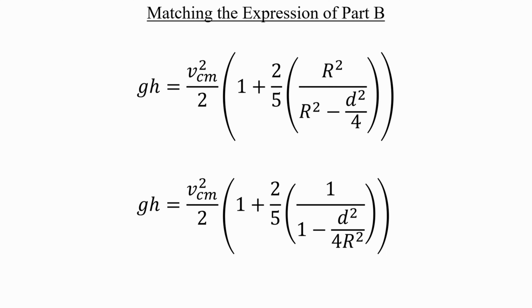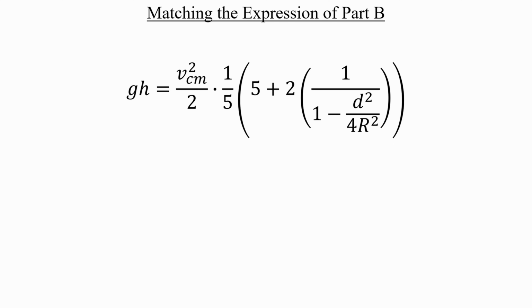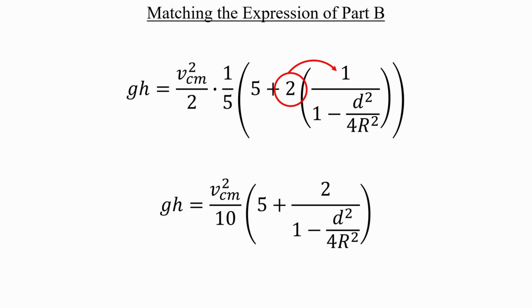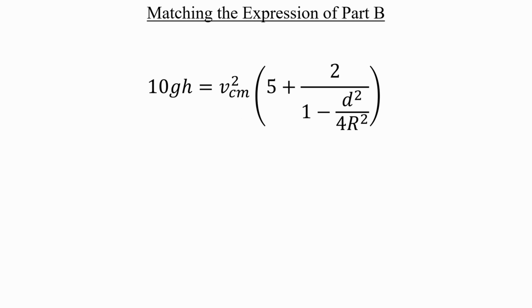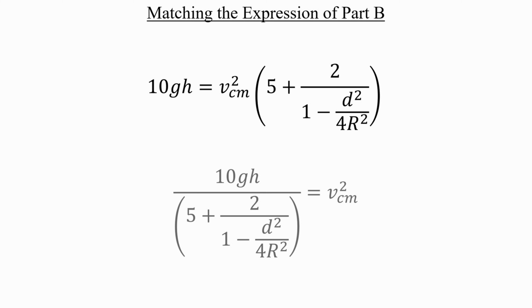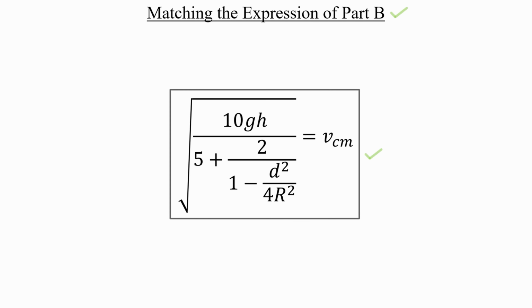Let's try factoring out 1/5 from the right-hand side. And then we can simplify what's left by moving this 2 coefficient into the attached numerator, and then drop those inner parentheses. There's that 10 that we were looking for. Let's multiply both sides by that value, and then divide both sides by everything in the parentheses. If we take the square root, there it is.